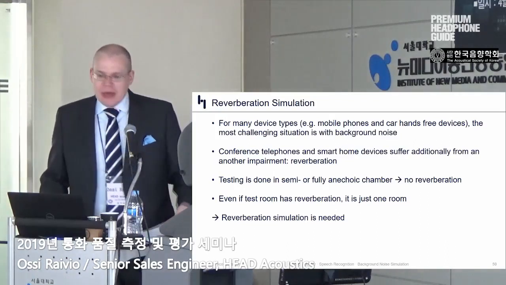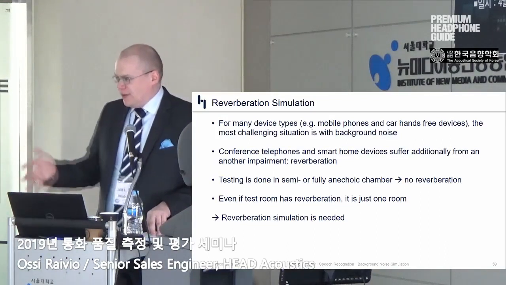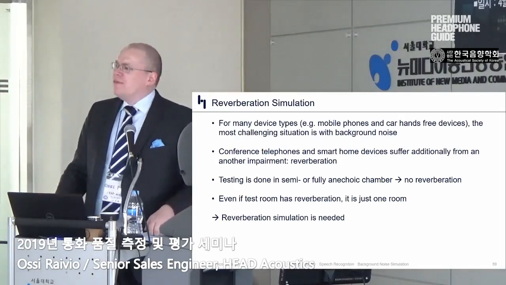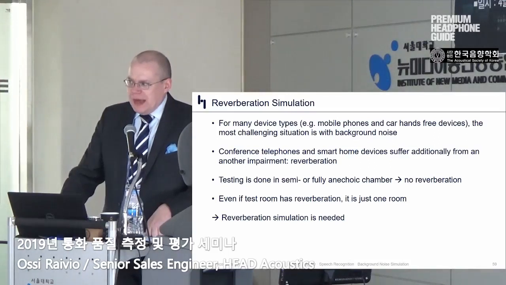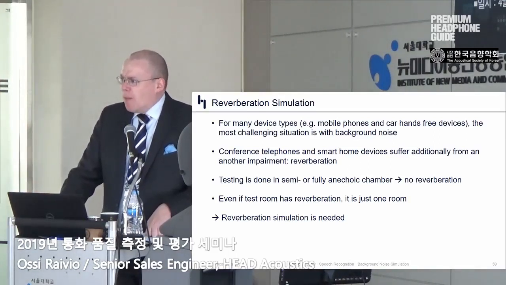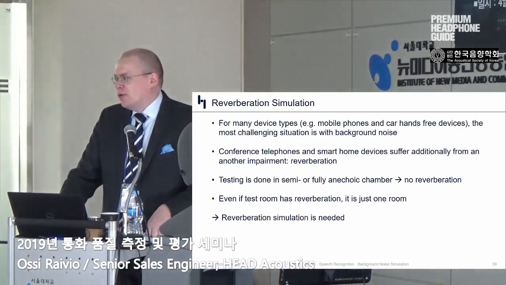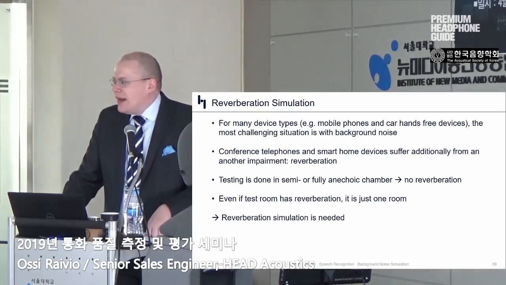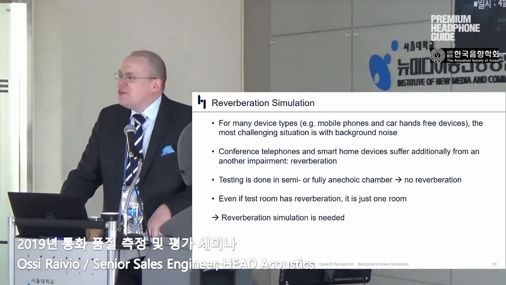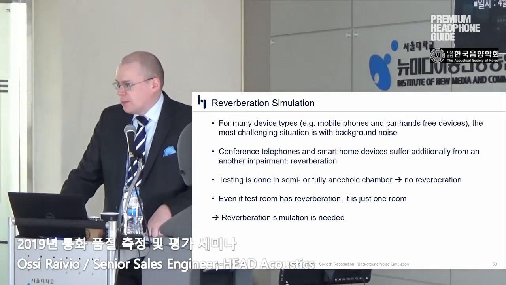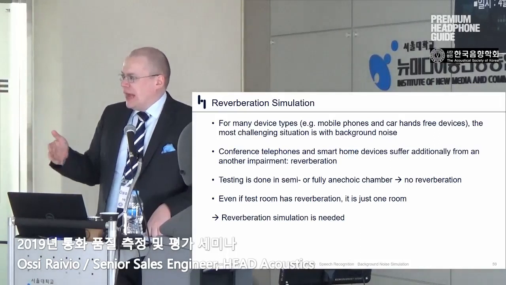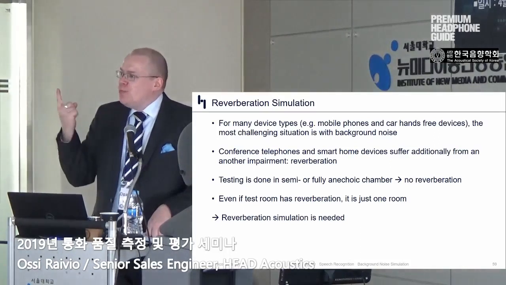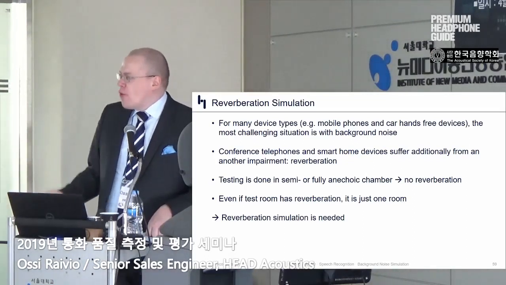So especially if we are talking about conferencing type devices, so if you have a conference telephone or one of these smart speakers at home, you might not necessarily have that loud background noise, but the reverberation situation might be very challenging for the microphones of the device. But when you are doing the testing, you are typically doing the testing in your anechoic or semi-anechoic chamber, which means there is very little, if any, reverberation happening there. You could, of course, take some room which has more reverberation and do the tests there. But still, it would be just one room with one reverberation characteristic.